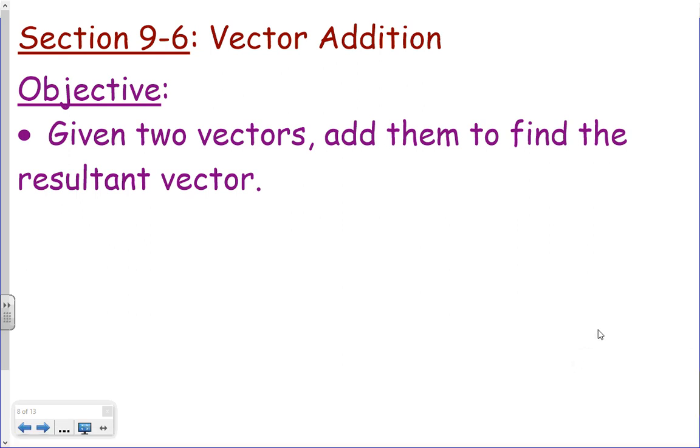All right, open up your book to section 9-6. We're on page 463 in your book. The title of this section is Vector Addition. The objective is, given two vectors, add them to find the resultant vector.